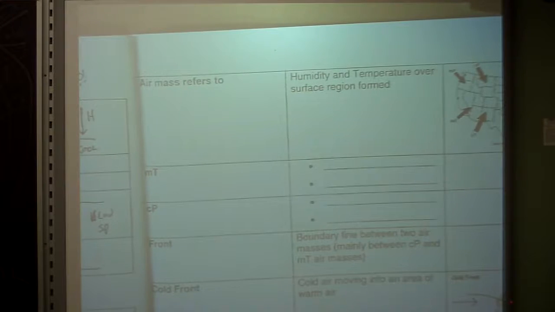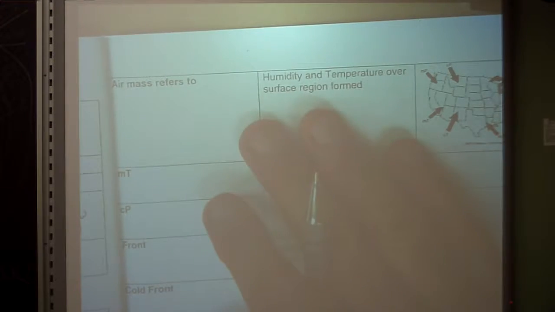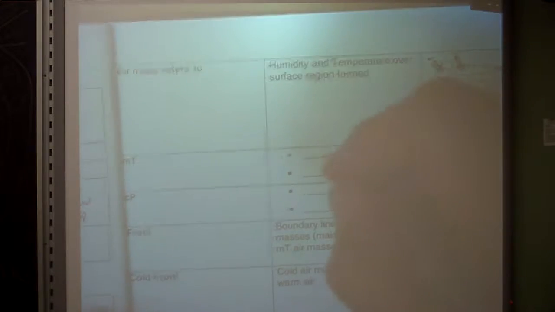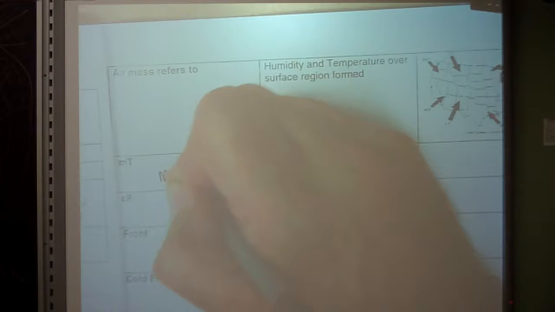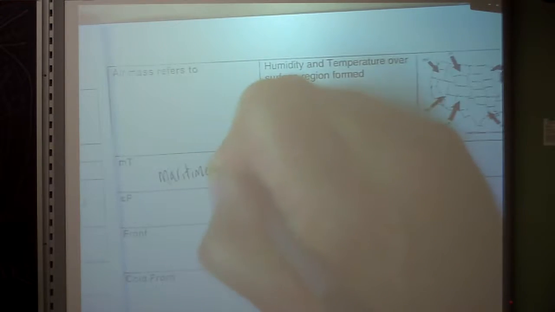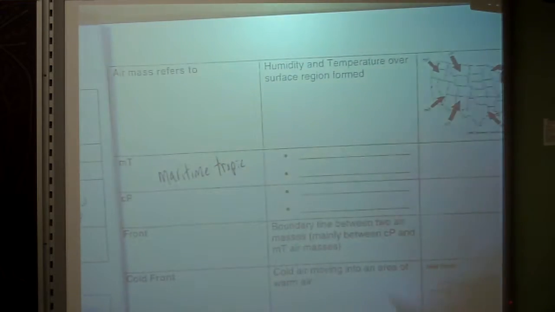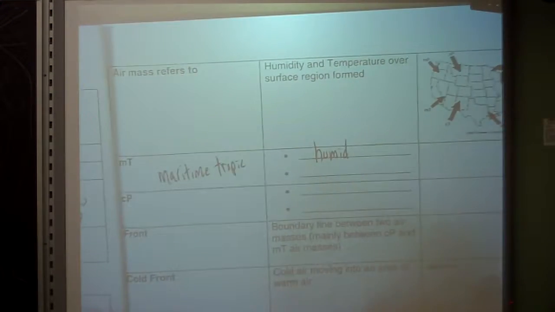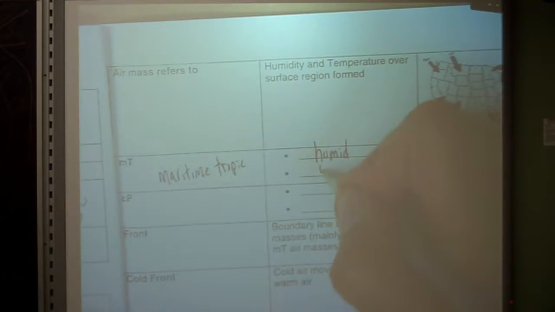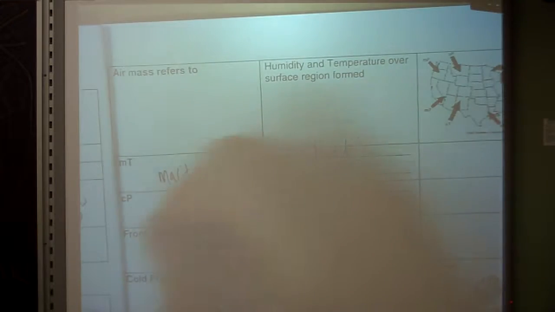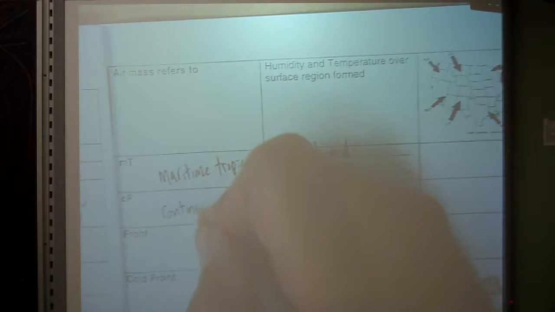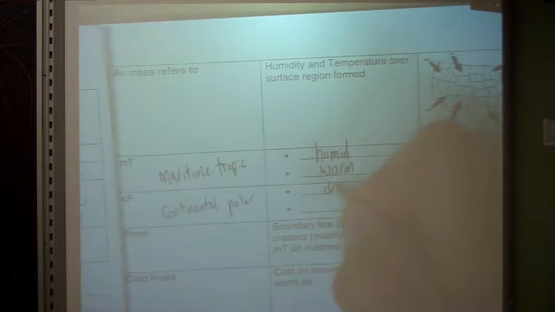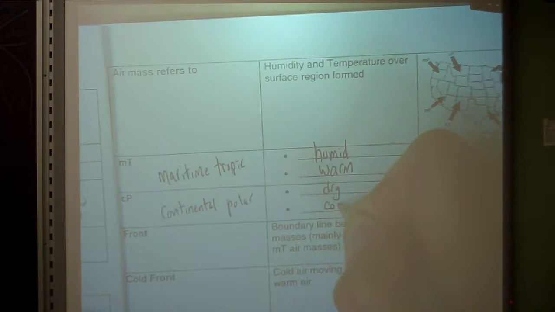Air masses refer to a bubble of air which has a certain humidity and temperature over the surface that it forms. And MT would be what we call a maritime tropic air mass. And because it's maritime tropic, maritime means it's formed over the ocean, it's going to be humid, and it's forming from the equator, the tropics, so it's going to be warm. Continental polar. As an example, continental would be dry and polar would be cold or cool.